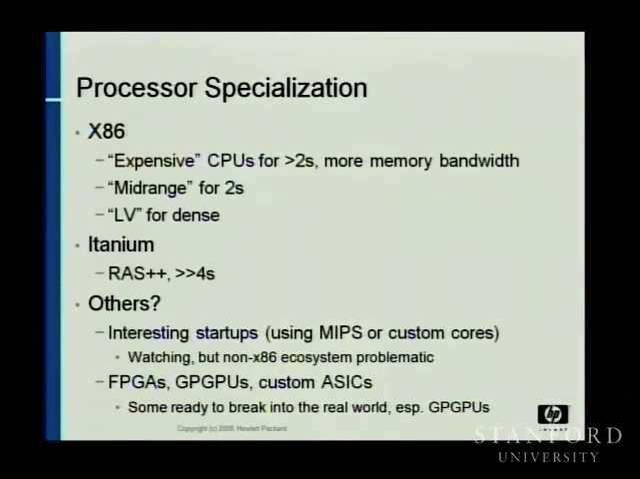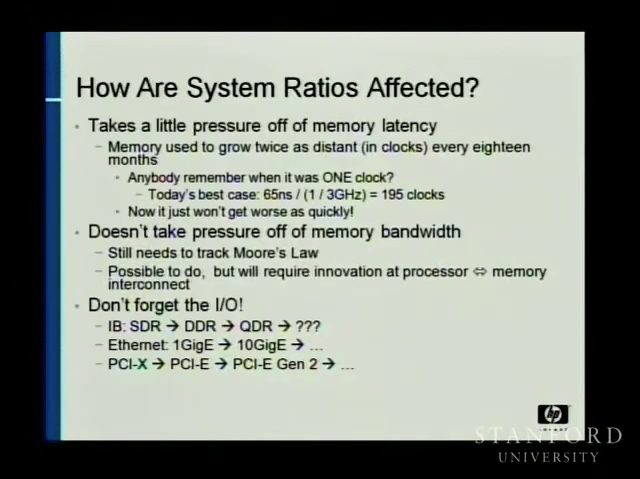And there's lots of other really interesting stuff, but at least for a company like HP, a non-x86 ecosystem is a real problem for scale-out computing. It's hard to be different. And then there's people using gate arrays, graphics cards, and other custom ASICs. Some of that technology is breaking into the real world, especially if you're in the oil and gas business. GPUs are very interesting, and there are ISV applications that actually use them. So some of this is getting real.